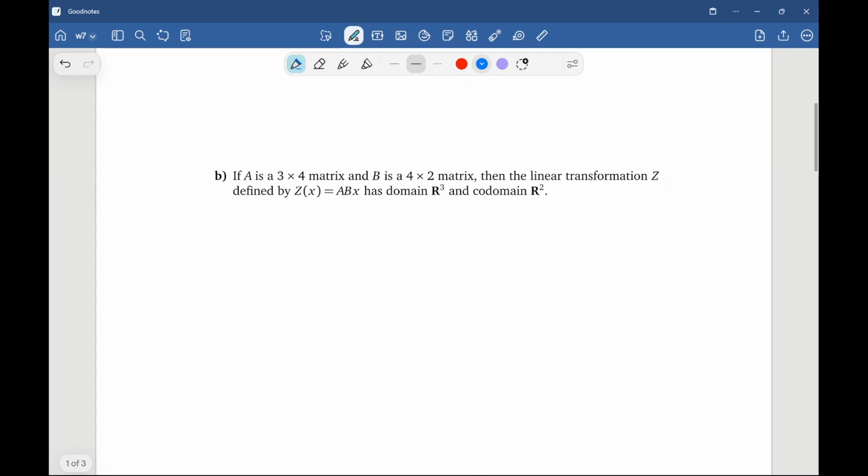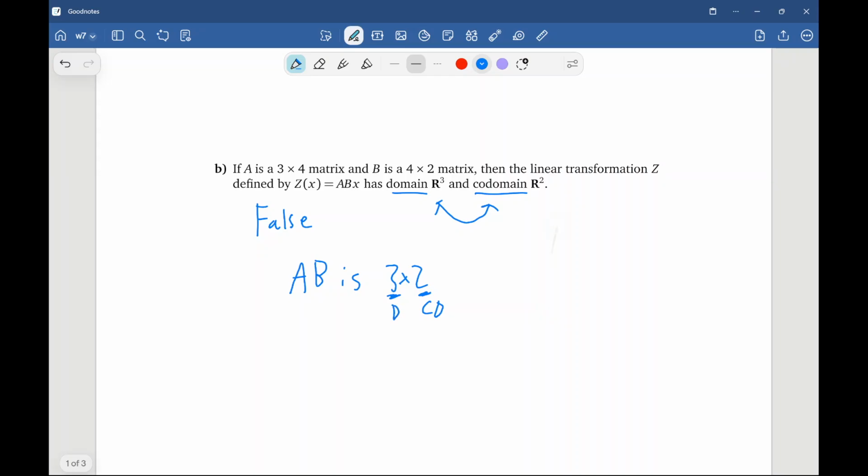And then for this question, we found that it was false because you know that AB is, what is it, 3 by 2? And so this domain and codomain should be flipped, because the codomain is always this number and the domain is always this number. So those should be flipped.